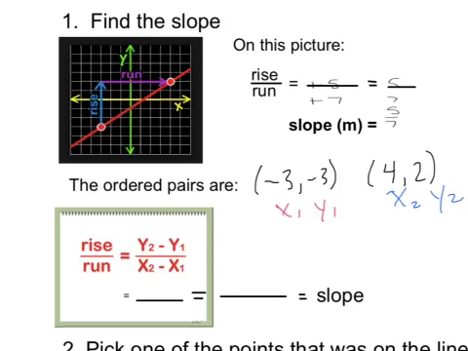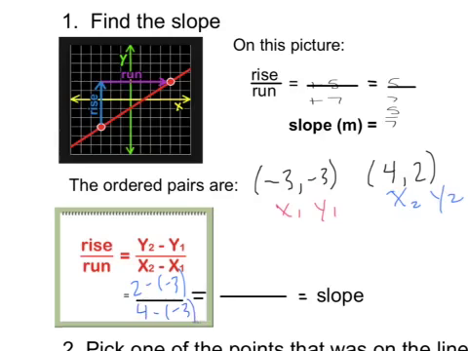Okay, so our formula is set up for us to use. The formula says take y2 minus y1. So I chose this to be my y2, and I'm going to subtract -3 from that. So the numerator will be 2 minus -3. And then when we go to the denominator, we're looking at the x's. So 4 minus -3. So down here we'll put 4 minus -3.